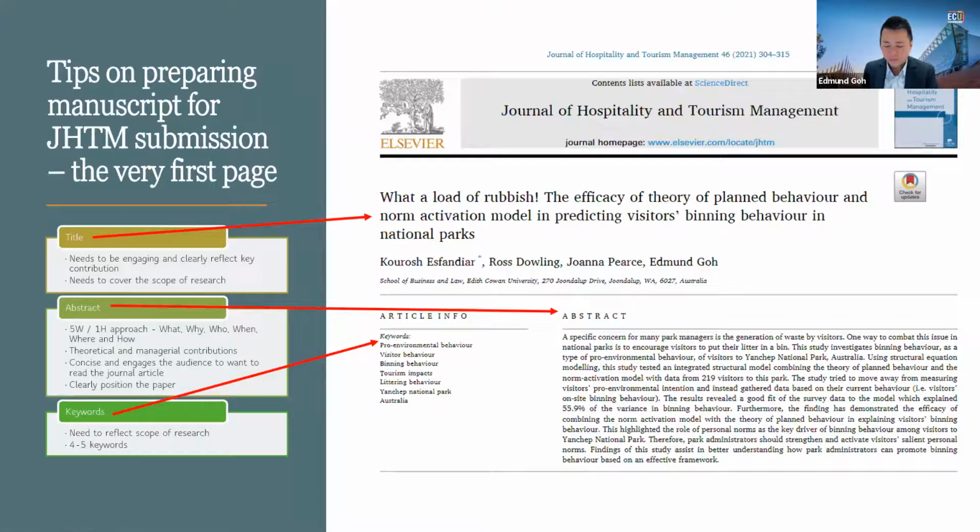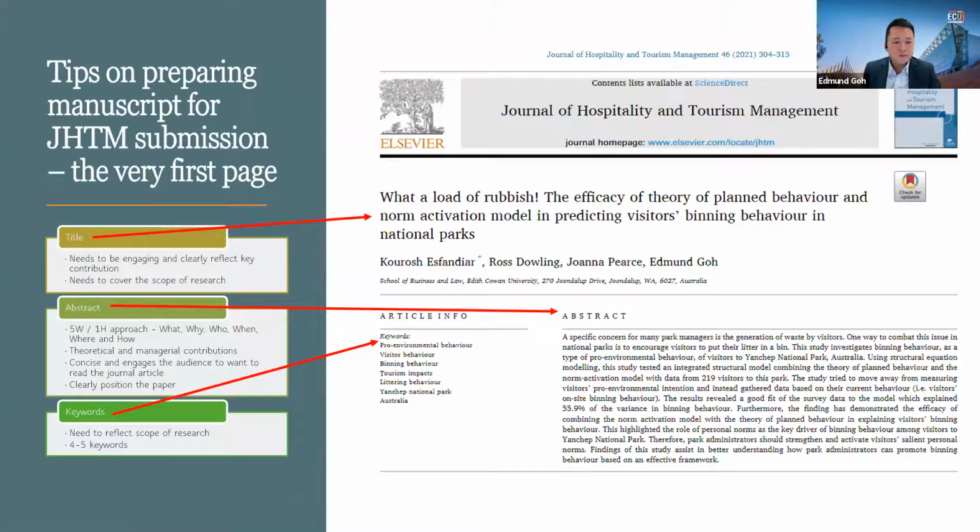Yep, so I always believe that in the title itself, you should allow the chief editor, the associate editors and the reviewers to have a quick snapshot of what your research is about. Yep, that's why it needs to be clear, catchy. Yep, and then it's followed by your abstract. Okay, so there are many different ways to write a good abstract. Yep, but I normally use what I call the 5W and 1H approach.